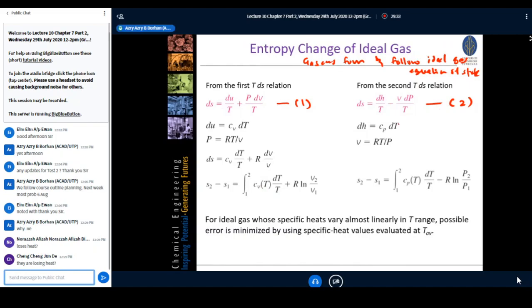Same thing also from the second TdS, dh equals Cp dT, and from the ideal gas equation of state, you rearrange back V over T equals R over P. Okay, so from there, when you express the equation, you have these two terms here.